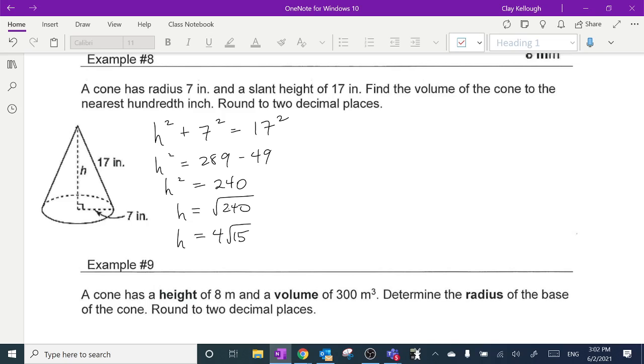Again, if you just want to use 240, that's fine. Time to go to the formula. Now I know height. I'm ready to go. Formula.